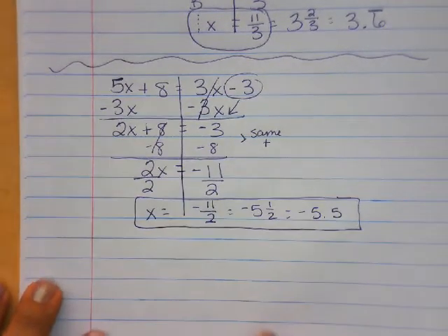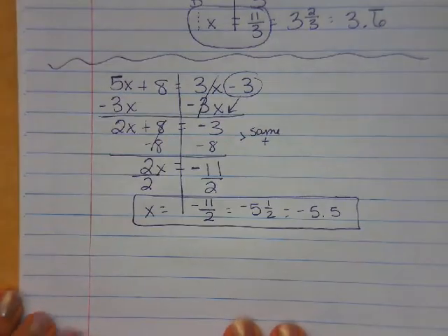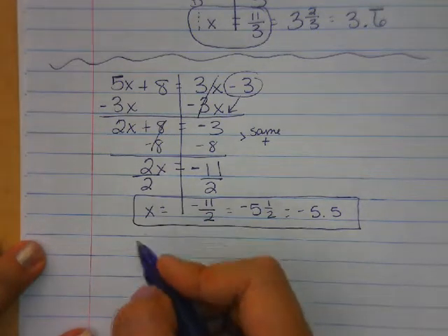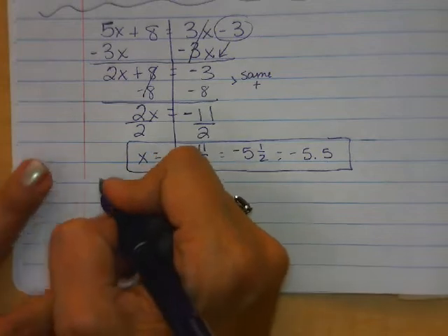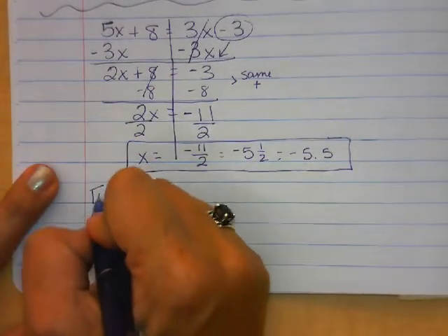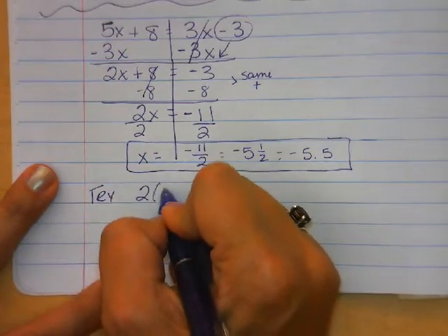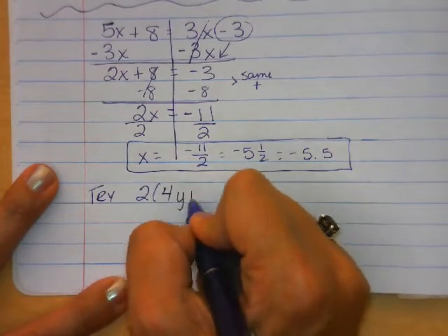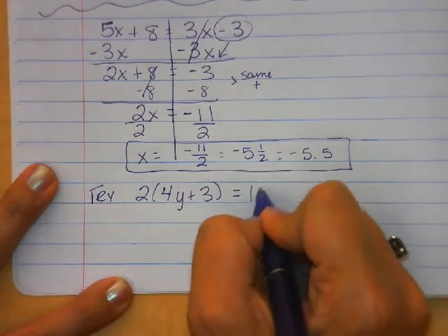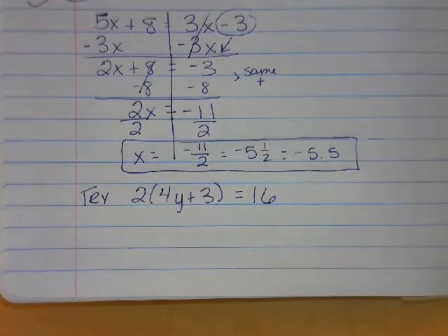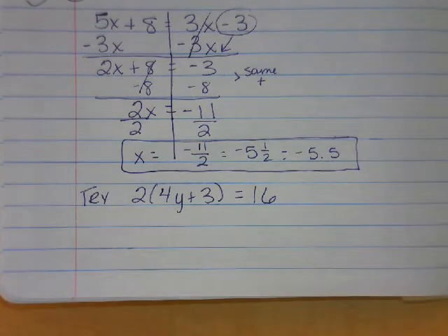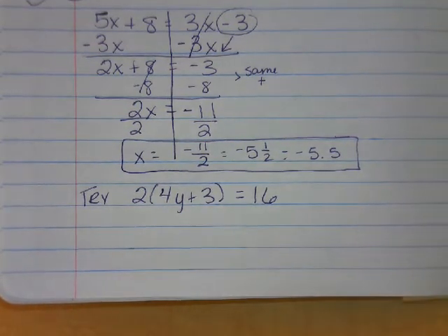I would like for you to try, you can either do it in your pages or you can do it in your journal. This is number 2B. I would like you to try 2 times the sum of 4y and 3 is equal to 16. So this one has some other steps that you're going to skip, but still kind of doing some of them. We will come back together tomorrow and we'll talk about removing fractions and we'll talk about word problems.